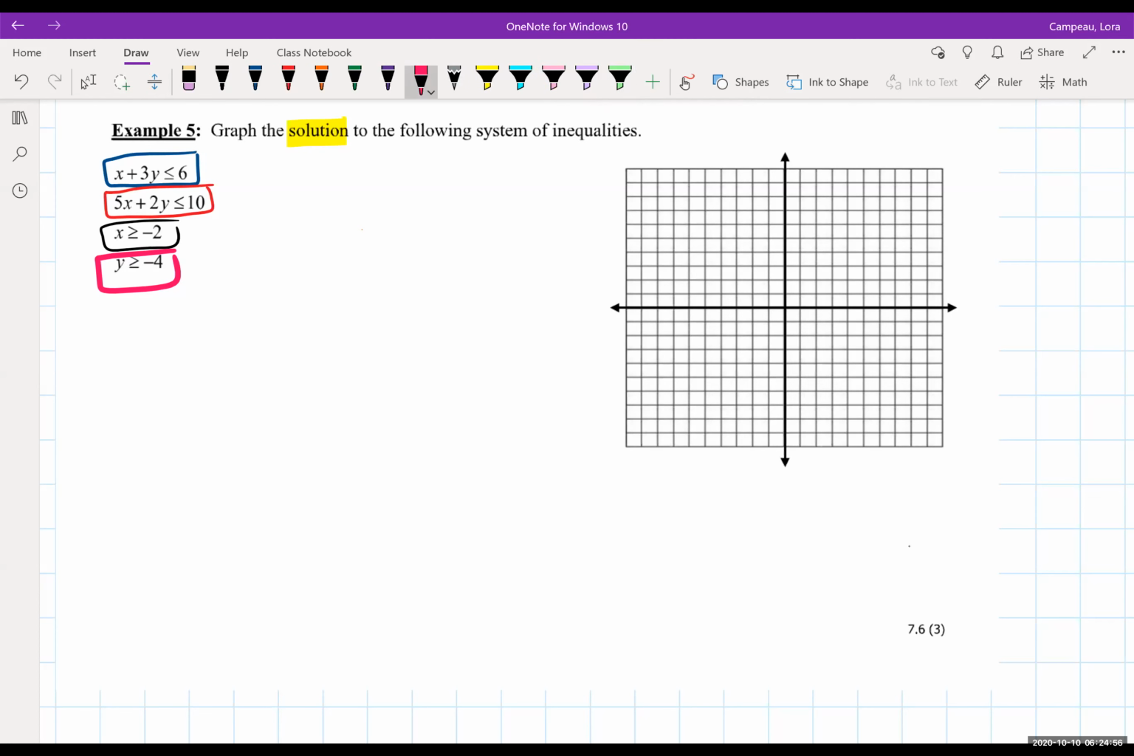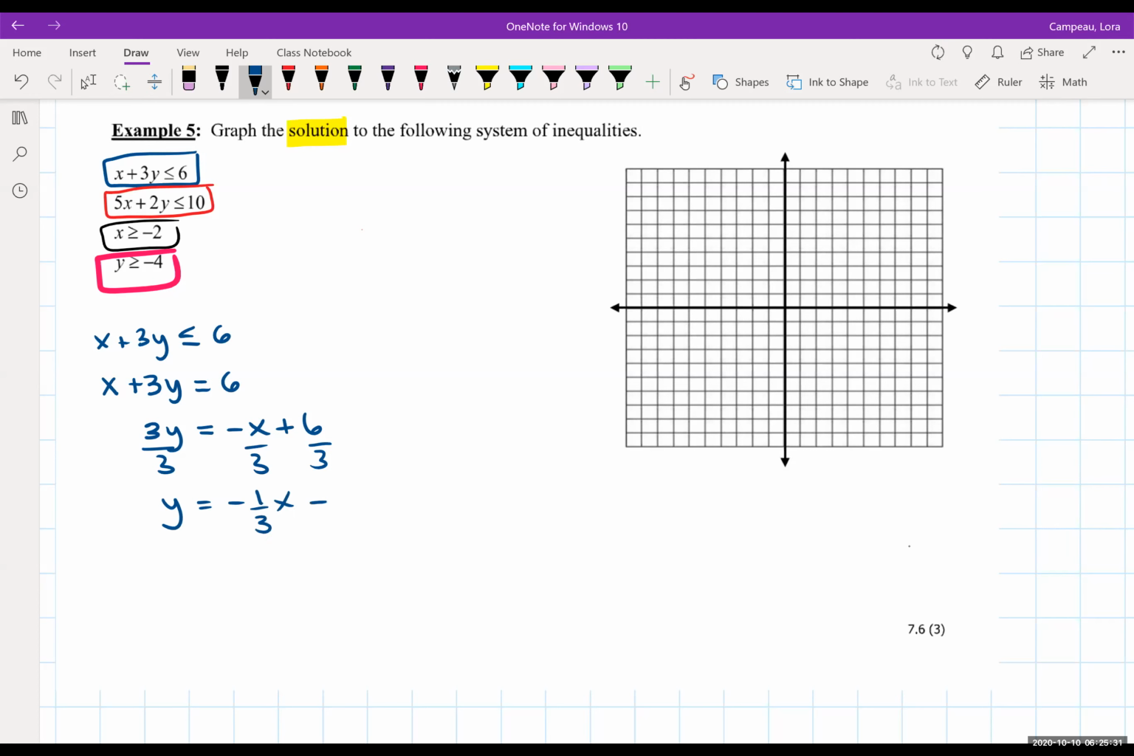Okay, so let's start off with x plus 3y less than or equal to 6. Right now, if I'm looking at graphing the boundary line, x plus 3y equals 6, I'll solve it for y. So I'll subtract x on both sides. I have negative x plus 6. I'll divide every term by 3. So now I get y equals negative 1/3 x plus 2.